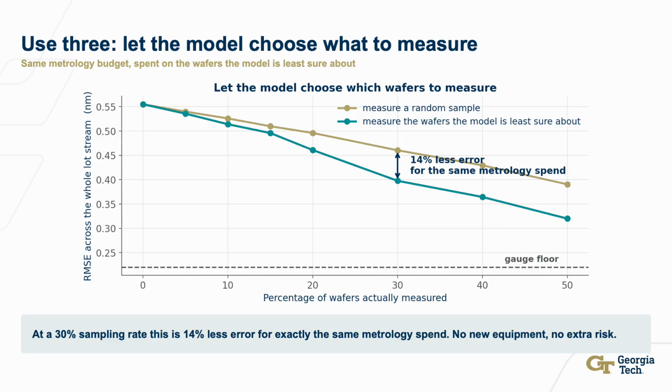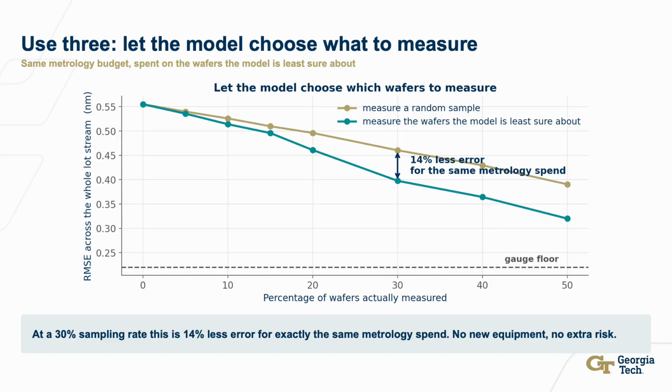The horizontal axis is what percentage of the wafers you actually send to metrology. The vertical axis is the error across the whole lot stream. Measured wafers contribute the real measurement. Unmeasured wafers contribute the model's prediction. Gold: choose the wafer at random, which is what a fixed sampling plan does. Teal: choose the wafer the model is least sure about.